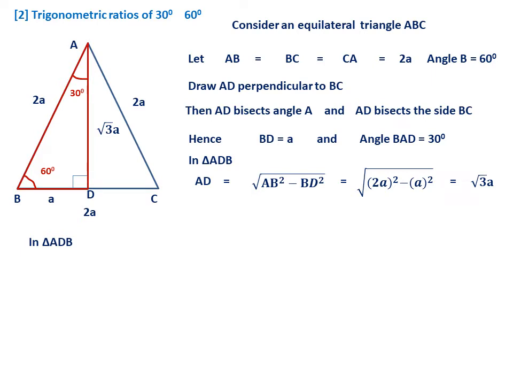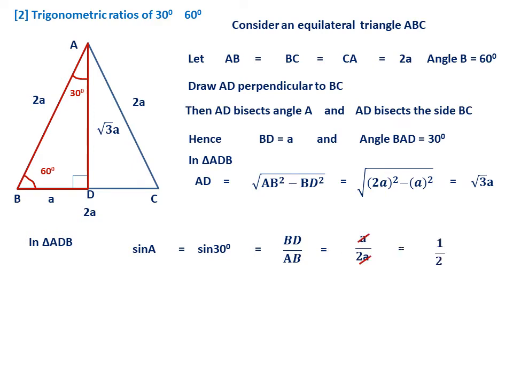Now, look at this triangle ADB. I have shown it by a different color. Using this triangle, you can find all the required ratios. For example, sine A, if you take, what is the magnitude of A? It is 30 degree. So sine A will be equal to sine 30 degree. That will be equal to, what is the opposite side of this triangle? Opposite side is BD divided by hypotenuse, which is AB, 2A.